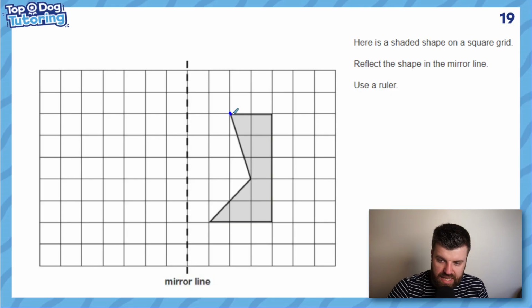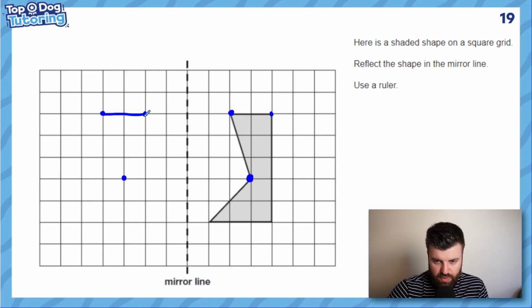So we need to go to each corner. 1, 2. I'm going to match that up here. Let's go to this one now. 1, 2, 3, 4. So we're going to line that up. Now let's go to this one, this vertex. 1, 2, 3.